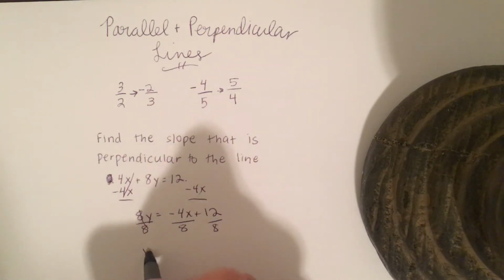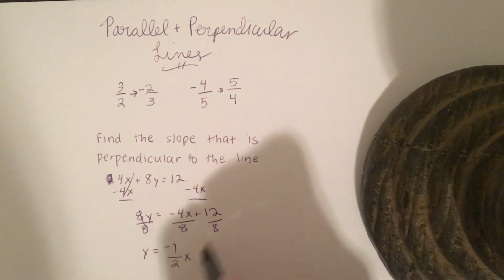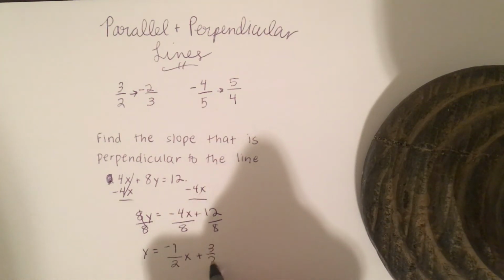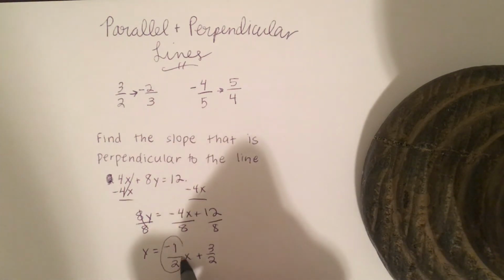So my 8 is going to cancel. I've got y equals. I can go ahead and simplify negative 4x over 8 to negative 1/2 x, plus, and again, I can simplify this to 3 over 2. So in this form, my slope is negative 1 over 2.